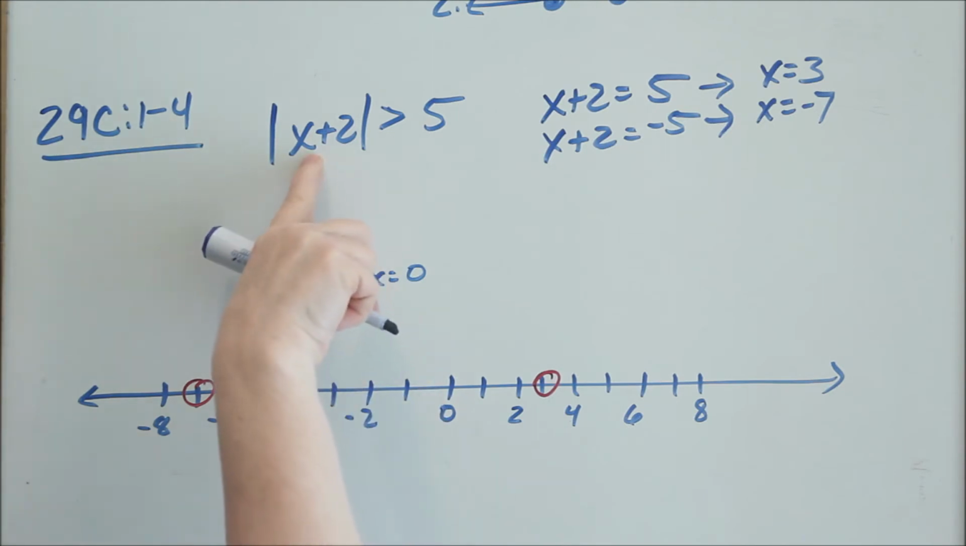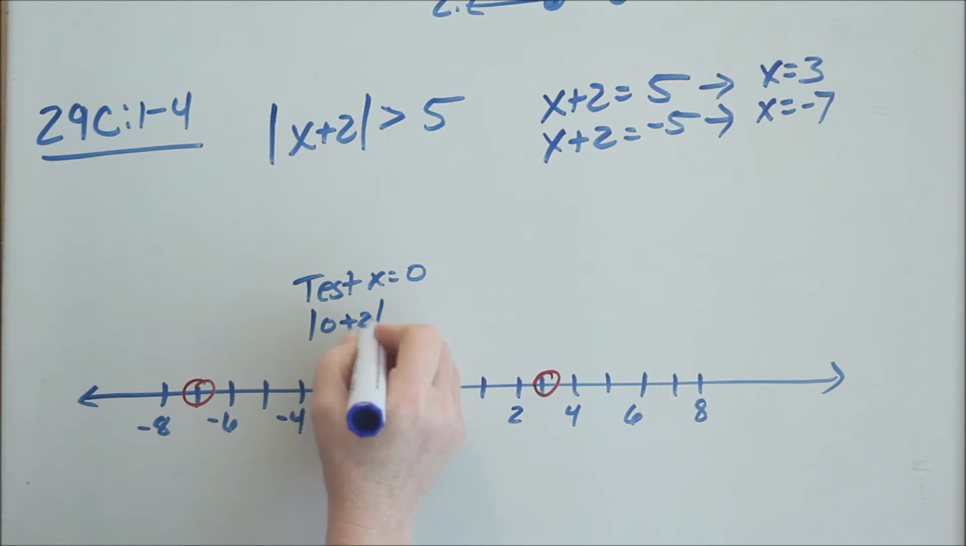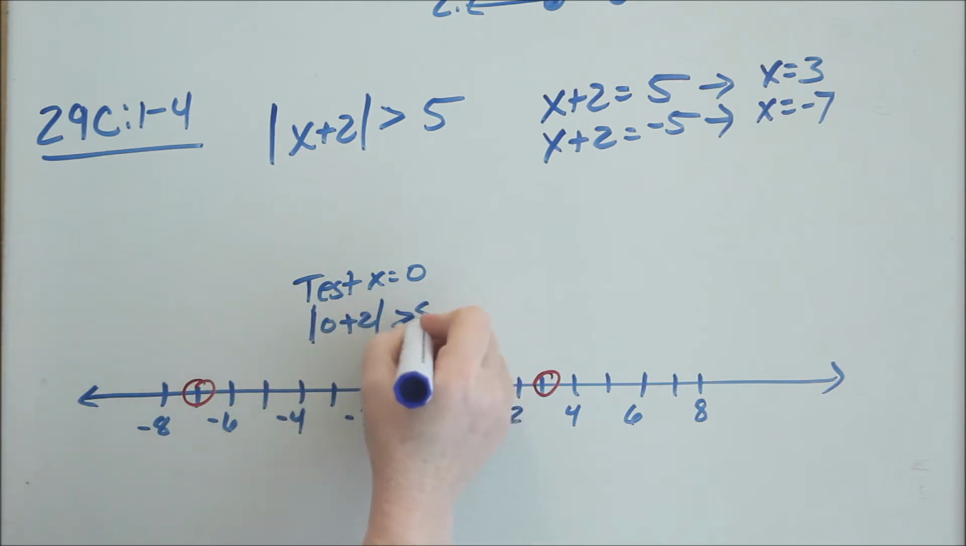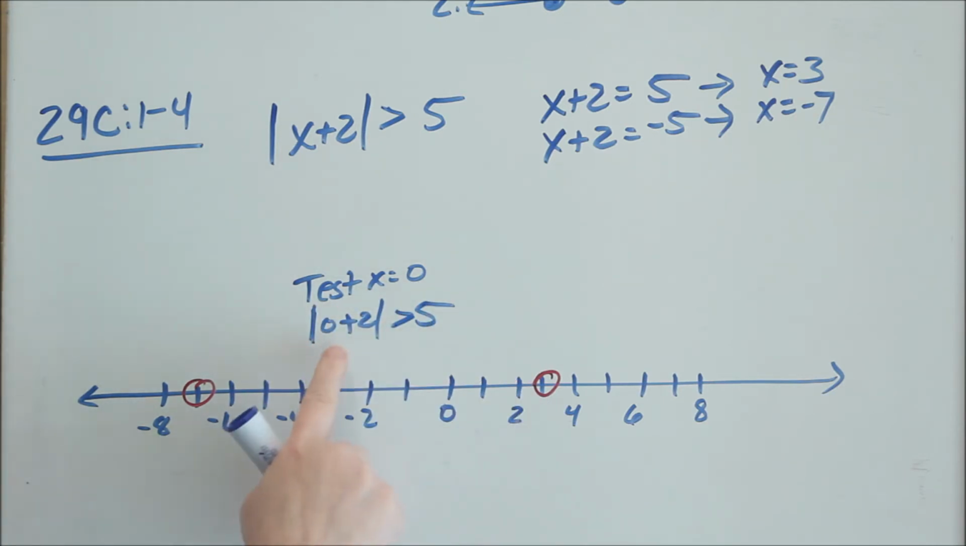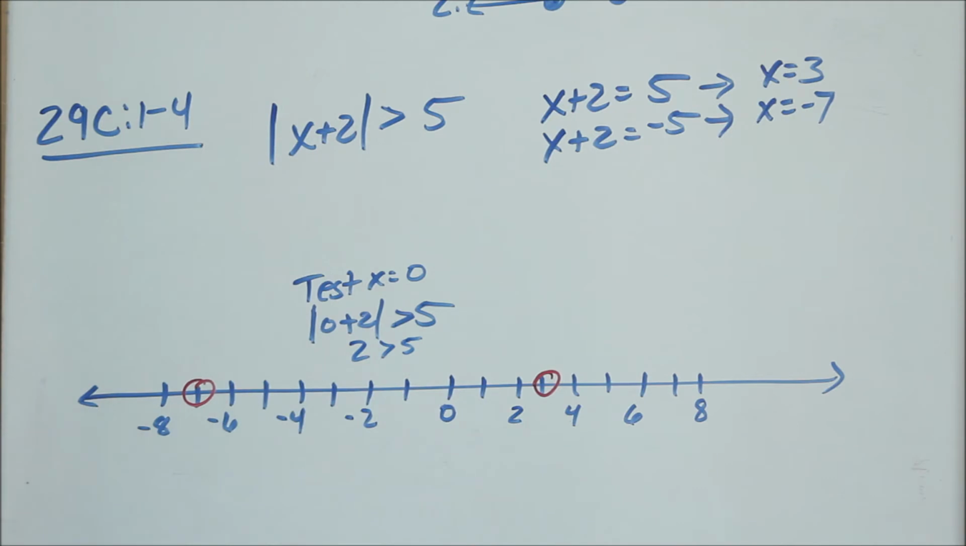So everywhere in my inequality, put in 0 for x. So that'd be the absolute value of 0 plus 2 is greater than 5. Is that a true statement? 0 plus 2 is 2, and the absolute value of 2 is just 2. Is 2 greater than 5? No. That is a false statement, meaning nothing in here should work. If you put any number that's in between these 2 points, they should all be false.